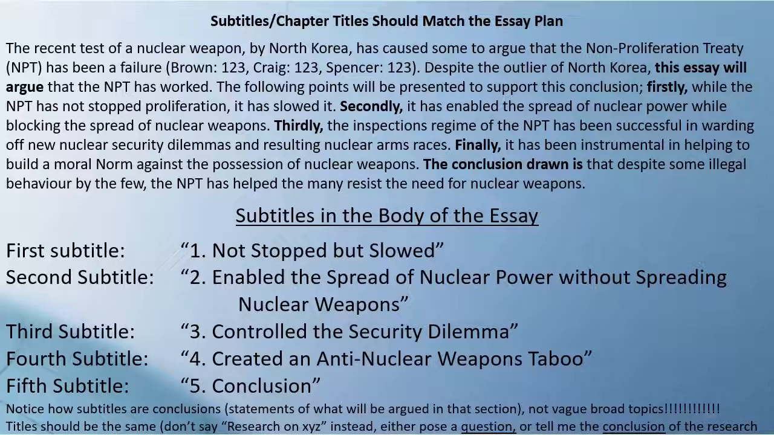So here I've got, firstly, while the NPT has not stopped proliferation, it has slowed it, and my first subtitle is not stopped but slowed, right? And you'll notice that it's a conclusion. I know what is going to be argued under that subtitle, right? And you can read the rest. All right. So these are all very clear subtitles, right? Because all titles have to be either a yes or no question or a conclusion. Okay.